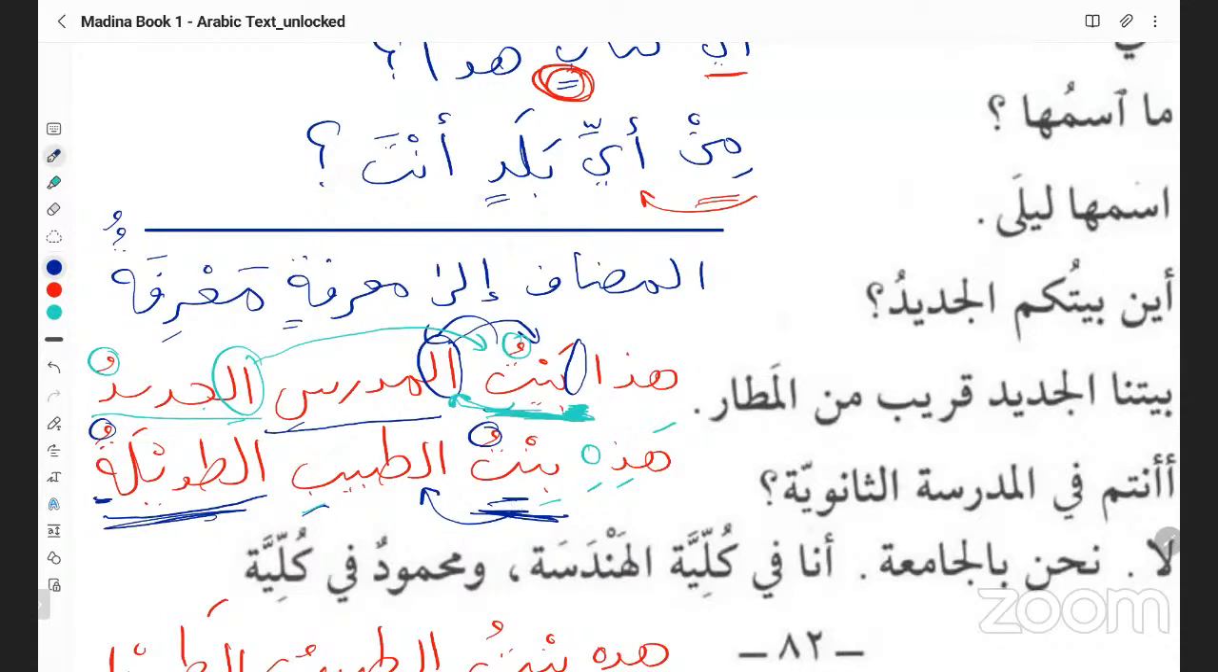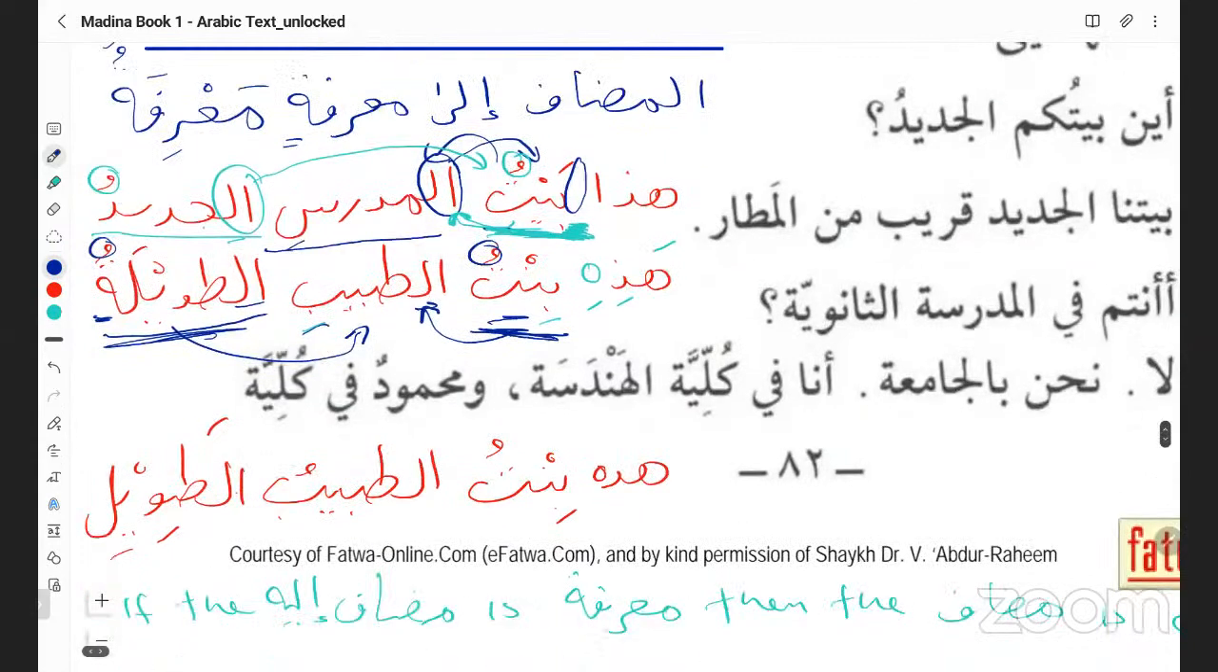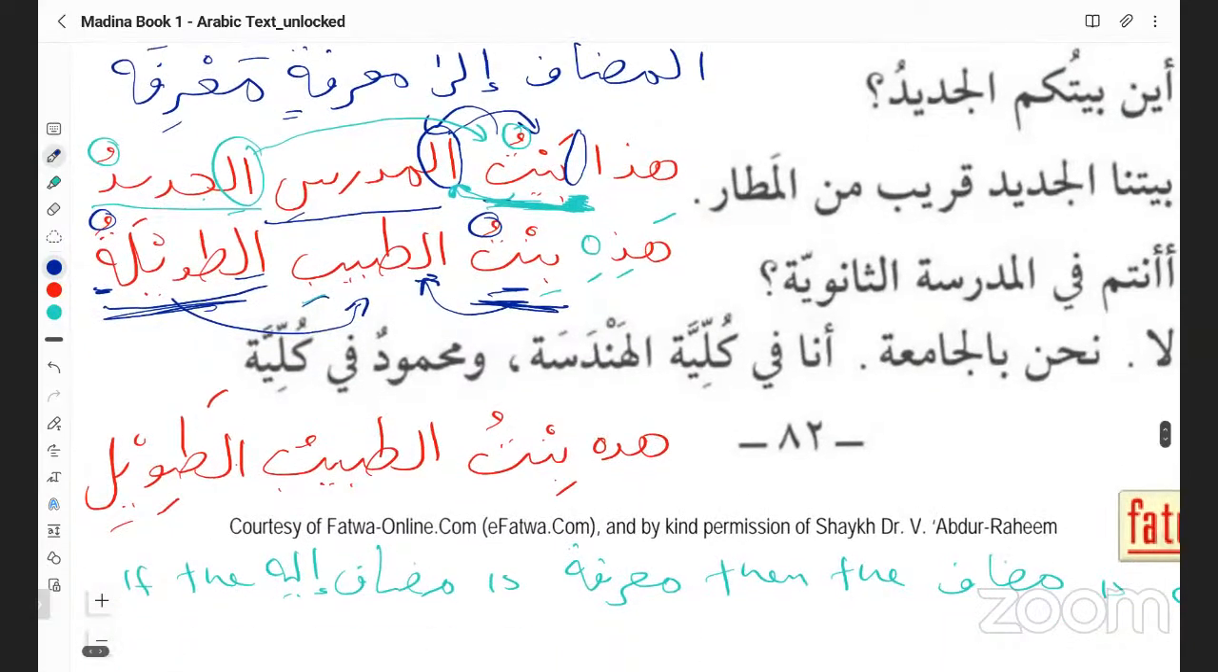But if both of them are al, wouldn't you confuse it and think that al-tawilatu is a description of al-tabibu? No, because it will have a different case ending. Let's look at this example. هذه بنت الطبيب. But now I want to describe this tabib. I don't want to describe bint anymore. And now I will say al-tawili.